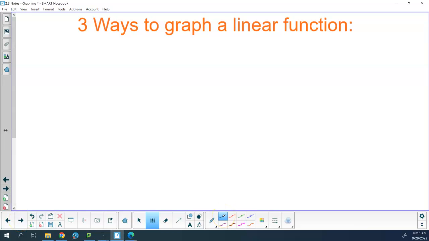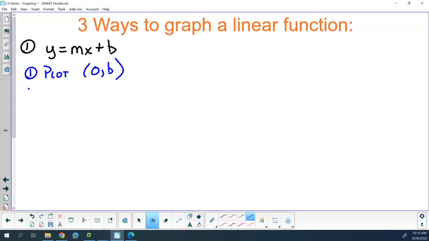So that first way, again, was y equals mx plus b. You would plot the point (0, b). Then you would use the fact that the slope is your rise over run. You guys told me that yesterday. Rise over run is slope. To find more points.